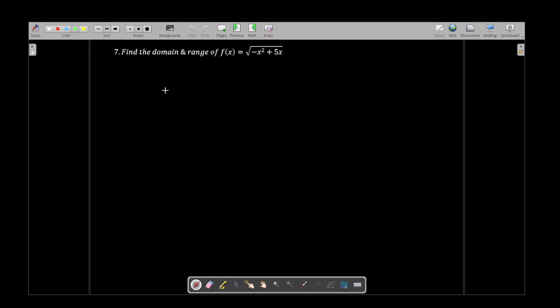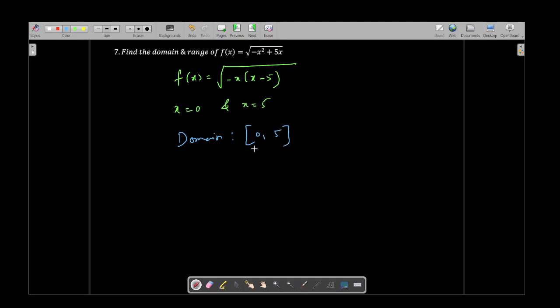So now this is fairly easy to do because I can directly find the roots. If I take minus x out, I'll get x minus 5. So the roots are x is equal to 0 and x is equal to 5. Domain I can directly write, since the curve is looking down, the domain should be between the roots 0 and 5.